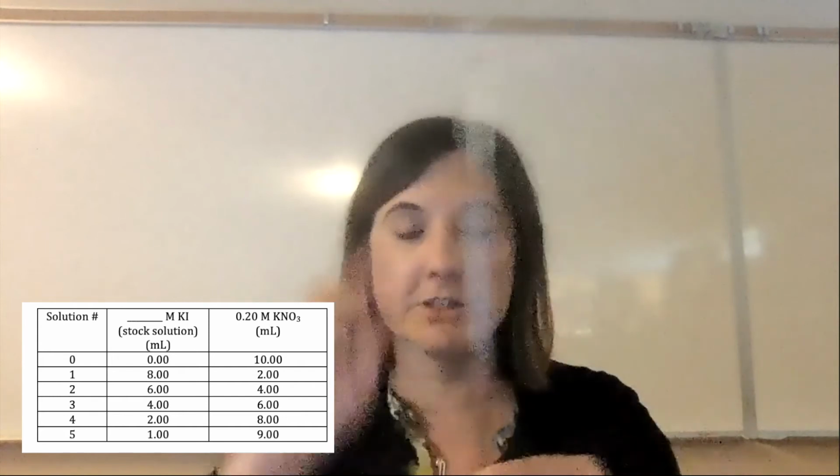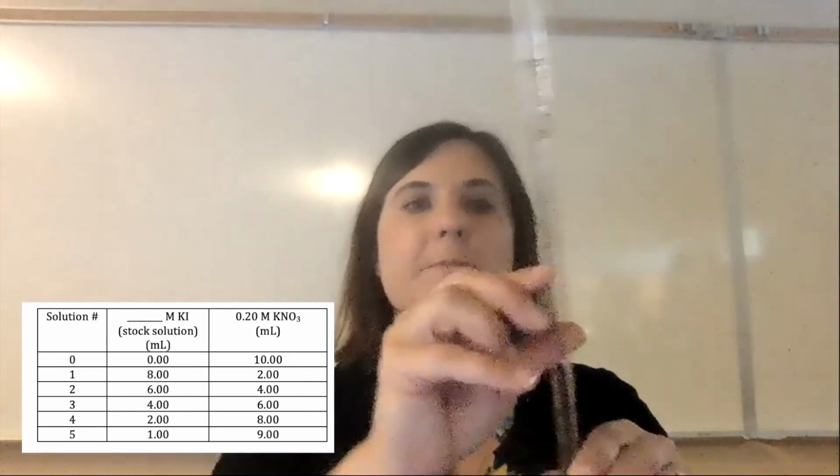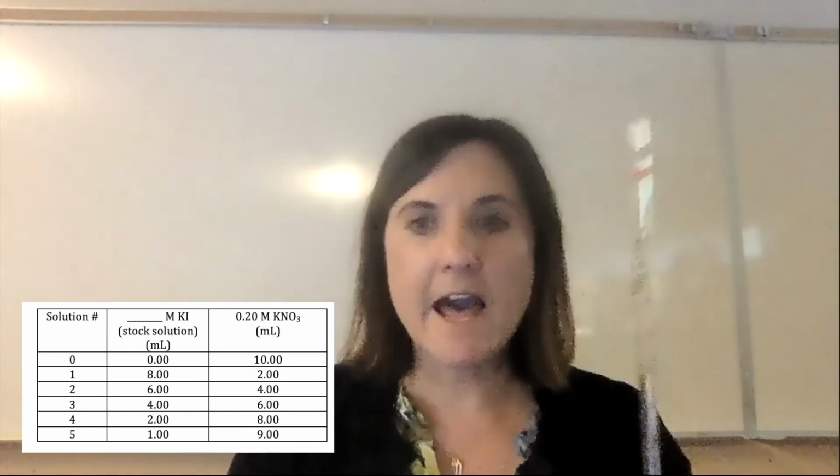Test tube 0 has none of the stock solution. Test tube 1 has 8 mils. So we'd fill it up to the 2 and then blow it all out, so on and so forth. So that will finish step 2. So step 2, you make your stock solution, and then you'll have 5 test tubes for the next part.